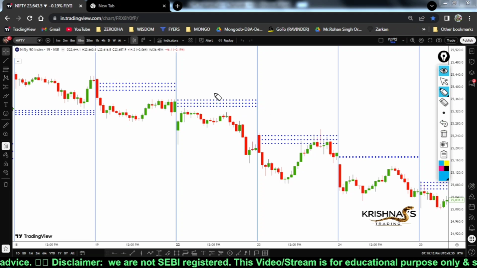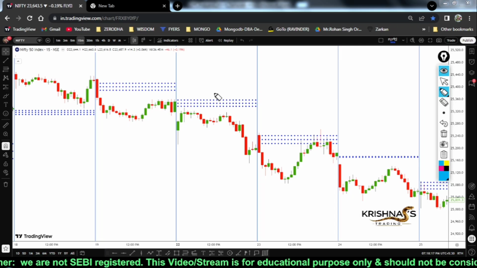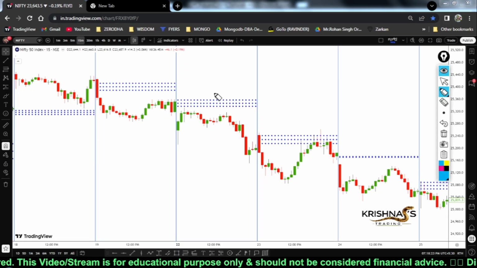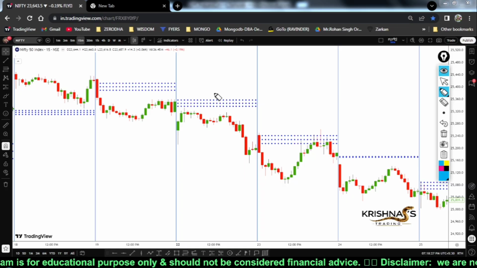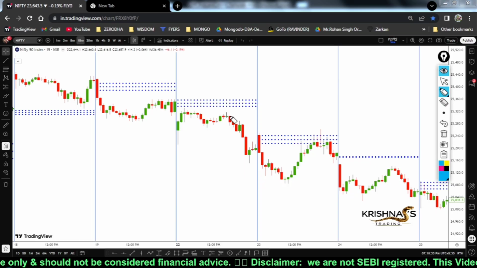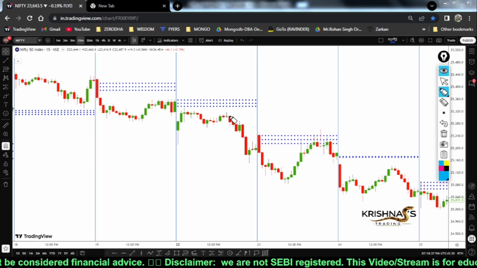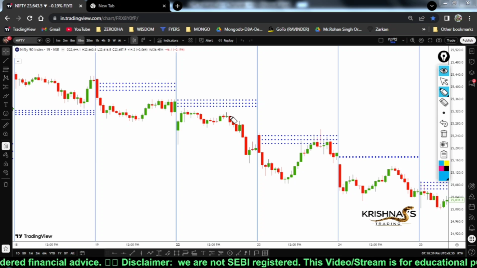On descending CPR days, we should focus only on the selling side or short positions. We should avoid long entries because the price did not sustain above the CPR. If anyone is trading options, we should look for PE entries only on descending CPR days. We should not look for CE entries. Simply avoid the CE entries.